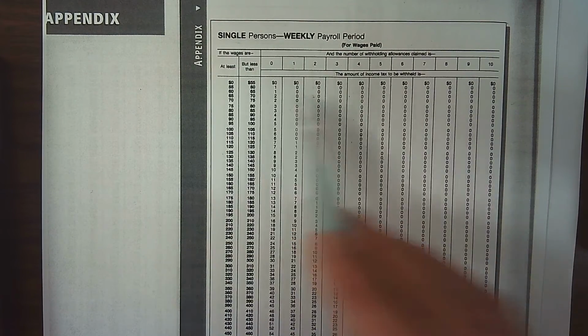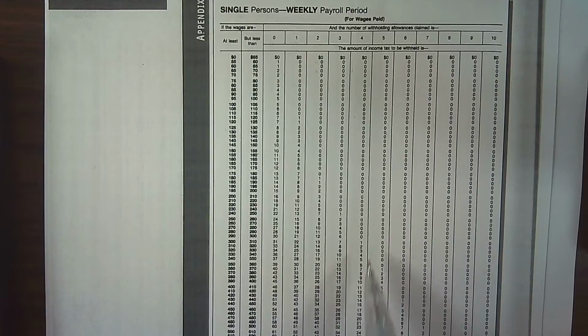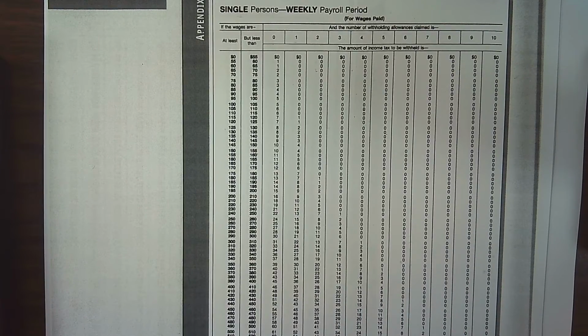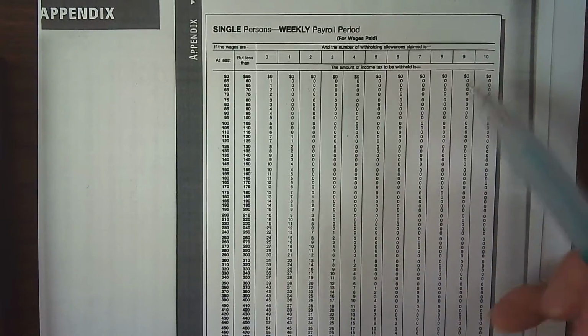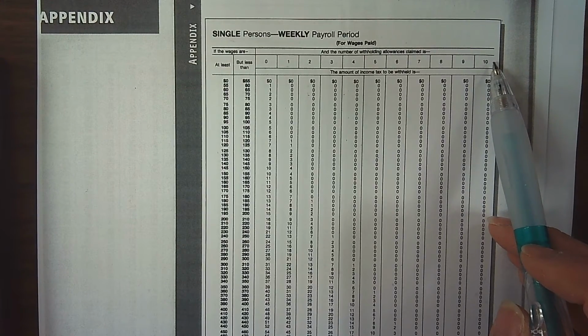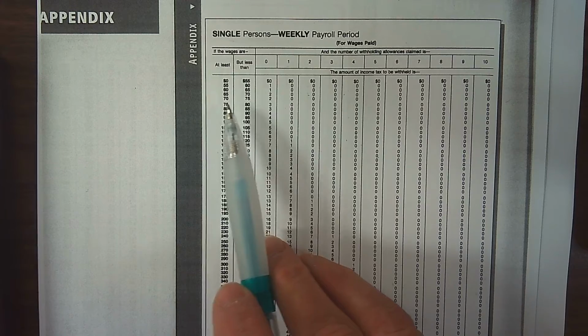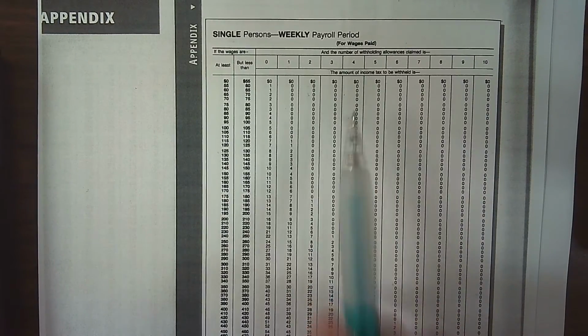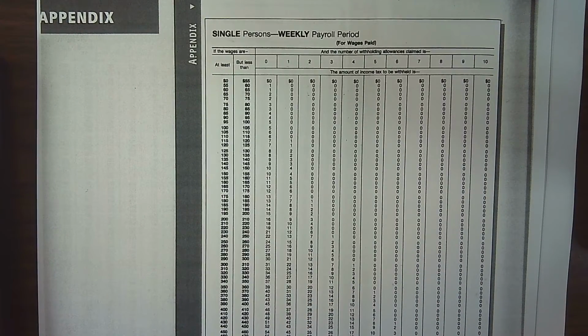Now, do notice that at the start of this table, there are a whole bunch of zeros before we really get down to some other numbers. That is because when you have a very high number of allowances or a very low amount of income, you're not subject to much withholding. Okay, let's take a look at a few examples.